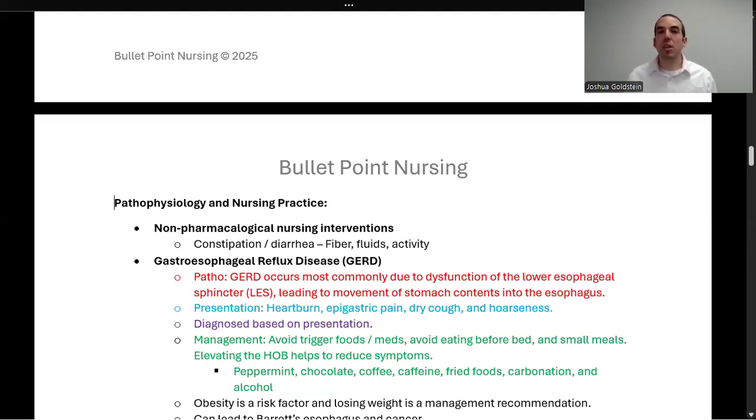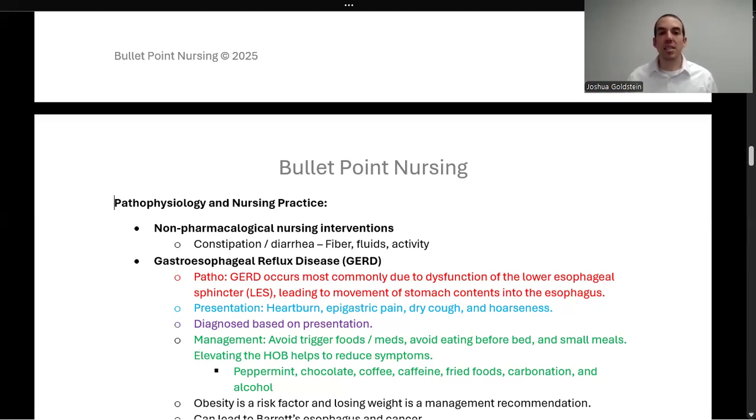Fiber, fluids, and activity. The more activity a patient has, the more fiber they take in and the more fluids they drink, the less likely they are to be constipated. But on the flip side, those could also cause diarrhea. Not likely, but they could also cause that. So if anything causes constipation, a non-pharmacological intervention would be to increase fluids, increase fiber, increase activity. You're going to see that on a lot of your tests, so make sure you know that.